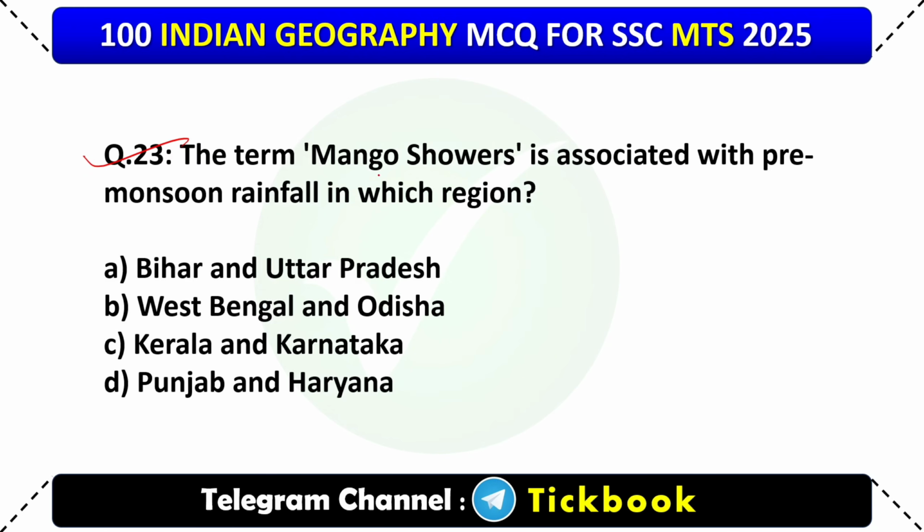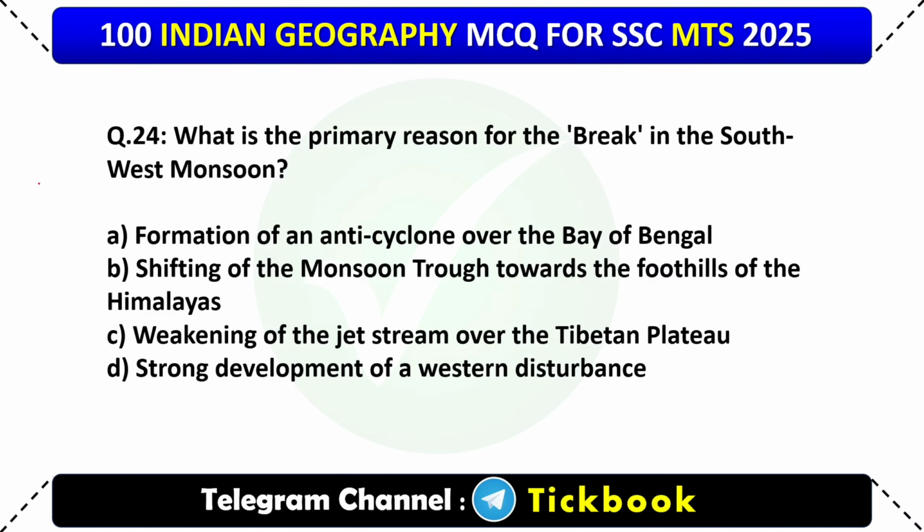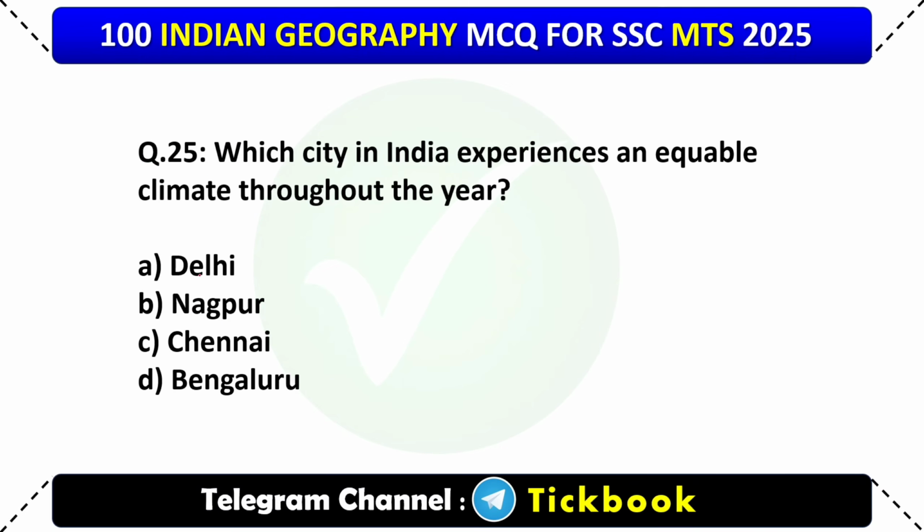23, the term mango showers is associated with pre-monsoon rainfall in which region? Option number C, Kerala and Karnataka. 24, what is the primary reason for the break in the southwest monsoon? Option number B, shifting of the monsoon trough towards the foothills of the Himalayas.